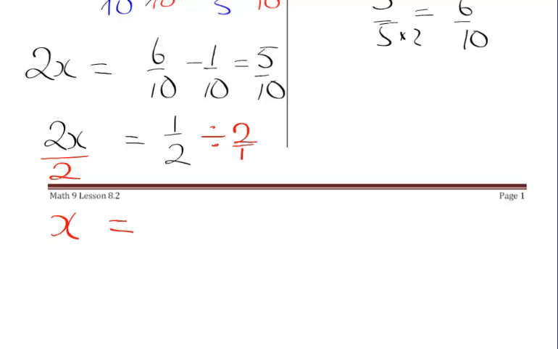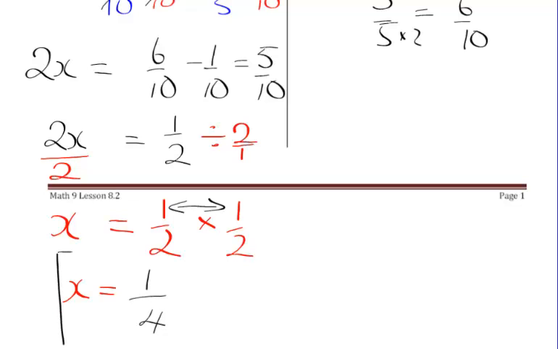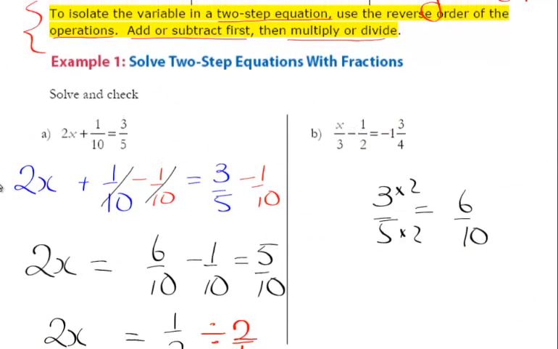X is equal to, now, division with fractions. What's the word for it? We flip and multiply. So we're going to change our division to multiplication by the, what do we call it? We flip it over, it becomes the reciprocal. So that becomes 1 over 2. And multiplication is easy. We multiply the tops. 1 times 1 is 1. 2 times 2 on the bottom, which is 4. And that's what we're left with there. X is equal to 1 over 4.